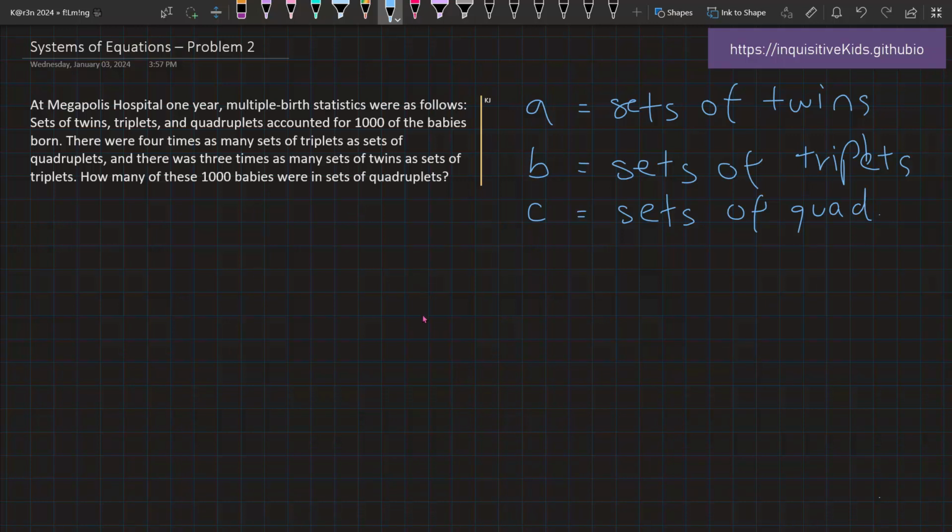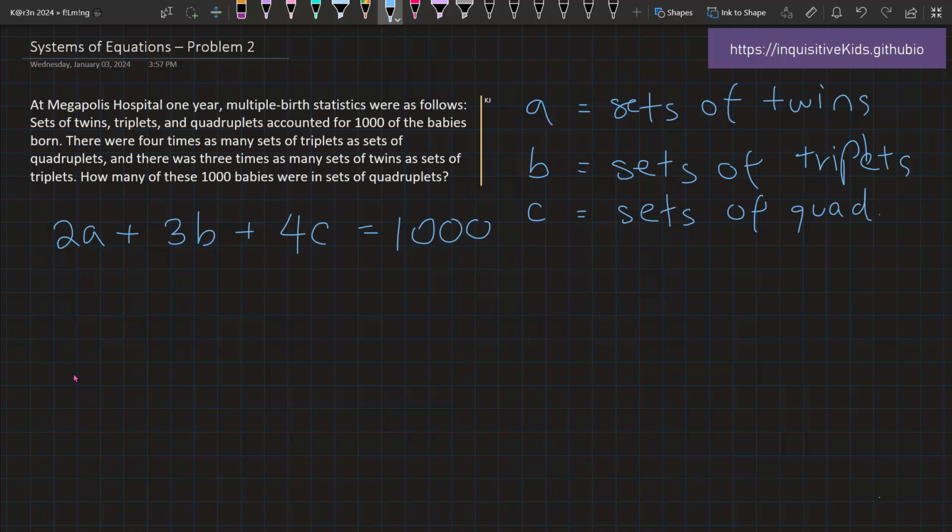We know that totally there were 1,000 babies born. We know that in each set of twins there were 2 babies, so 2A, plus 3B, which means 3 babies per triplet, and 4C, which is 4 babies per quadruplet. In total, there were 1,000 babies born.